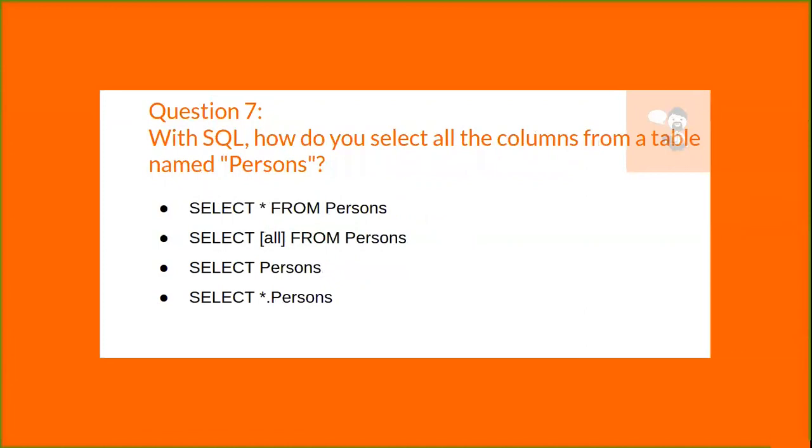Then we have question number 7. With SQL, how do you select all the columns from a table named persons? Your options are select star from persons, select within square brackets all from persons, select persons, select star dot persons. Out of these four options, note down the option you feel is correct.